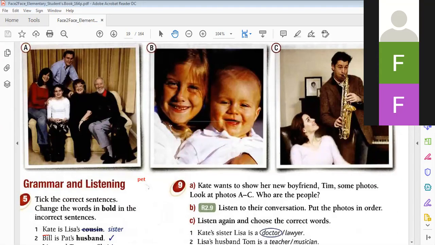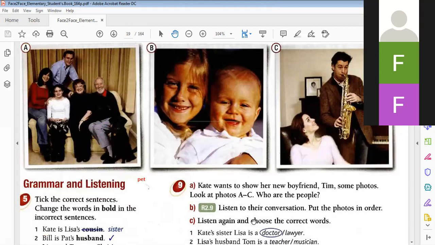we have here in photo B, who's this? Chris and Emma. Emma, Chris. And Chris, yeah. Chris and Emma. Emma and Chris. Okay, who are these? Tom and Lisa. Lisa, correct. Yeah. Tom and Lisa. All right, very nice. Okay, so we know the people now in the photos.